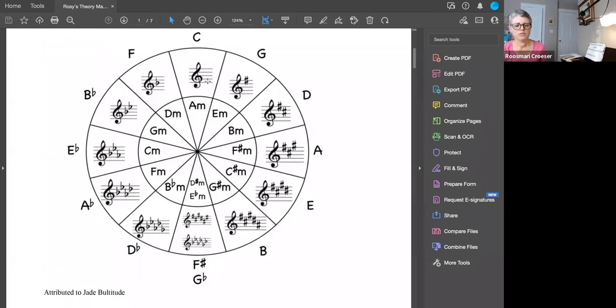Now you're going to ask me right away, well, what about these guys down here? Oh my goodness, there's an F sharp and a G flat. These two scales, if you were to play them on the piano, are exactly the same.